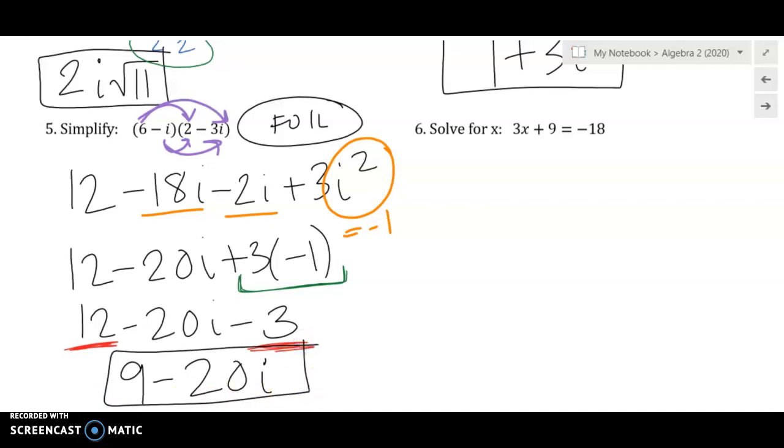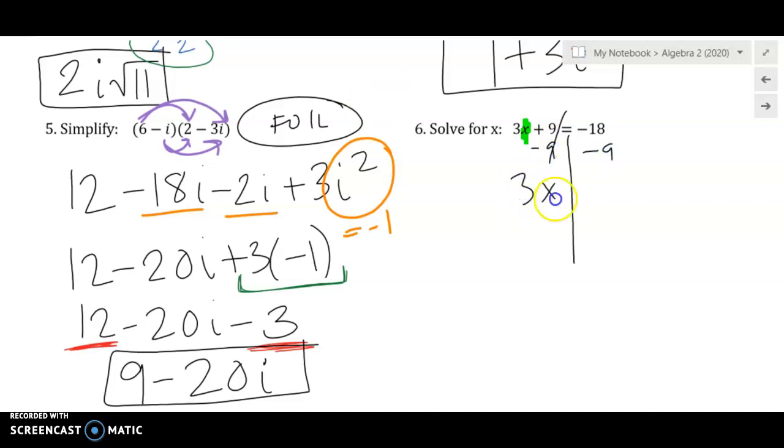Last one for this little recap. The problem says to solve for x. So this is what we've been doing. This takes us way back. You want to get x by itself. So if I want to get x by itself, I'm going to go ahead and subtract 9 from both sides.